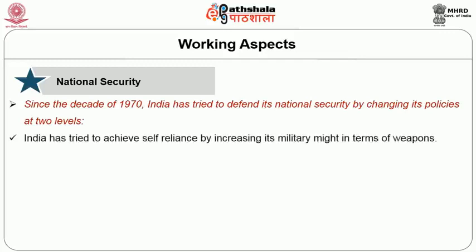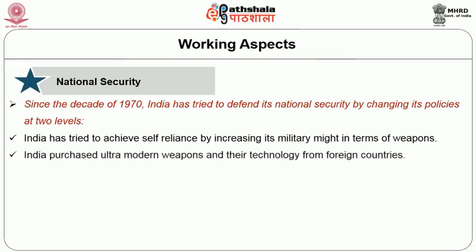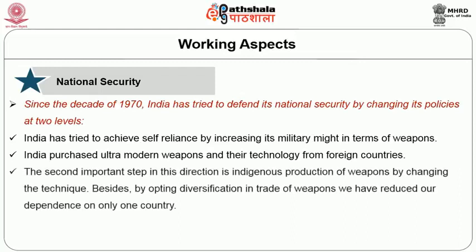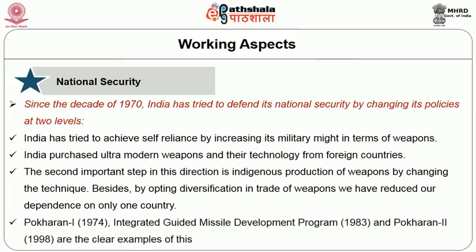India has tried to achieve self-reliance by increasing its military might in terms of weapons. For this, India purchased ultra-modern weapons and their technology from foreign countries. The second important step in this direction is indigenous production of weapons by changing the technique. Besides, by opting for diversification in trade of weapons, we have reduced our dependence on only one country. Pokhran 1 in 1974, Integrated Guided Missile Development Program in 1983 and Pokhran 2 in 1998 were the clear examples of this.